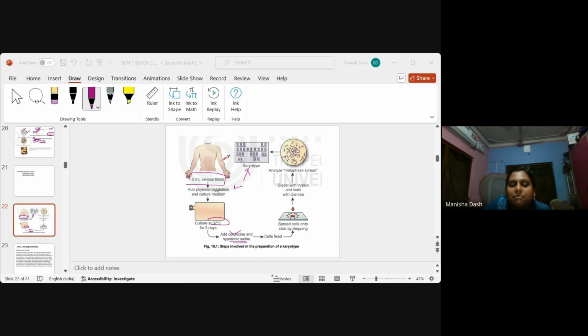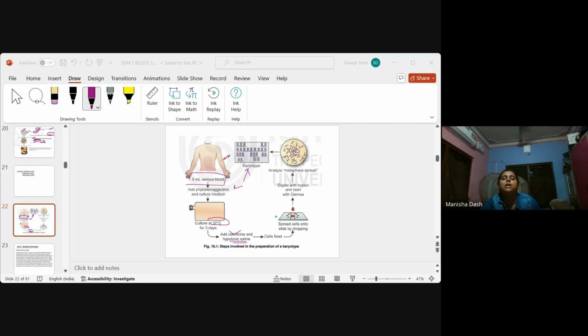Once the cells are fixed, they can be taken out and spread onto a slide by simple dropping, digested with the proteinase enzyme trypsin, and stained with a stain called Giemsa stain. Now they are ready for visualization. You can directly observe them under the microscope, and they are usually arranged as per their size, in descending order from largest to smallest. And usually the sex chromosomes are placed towards the end. So that is how karyotyping is done.